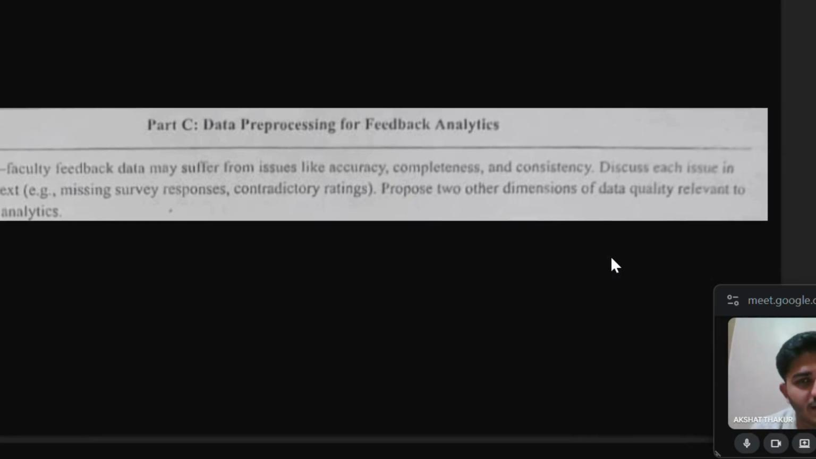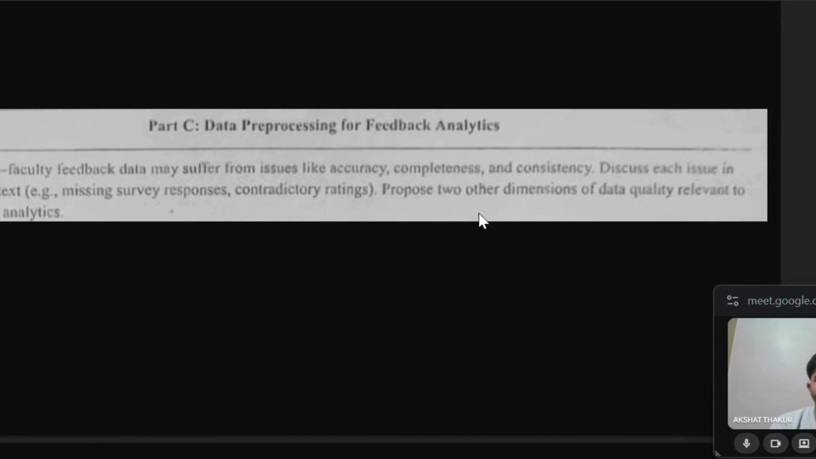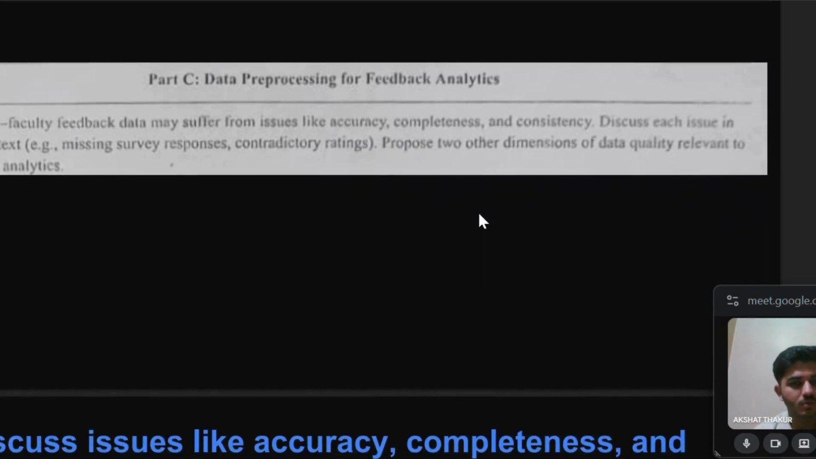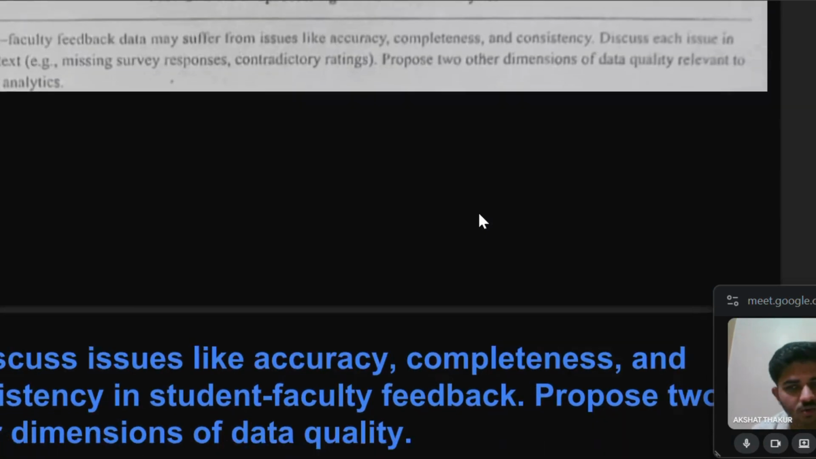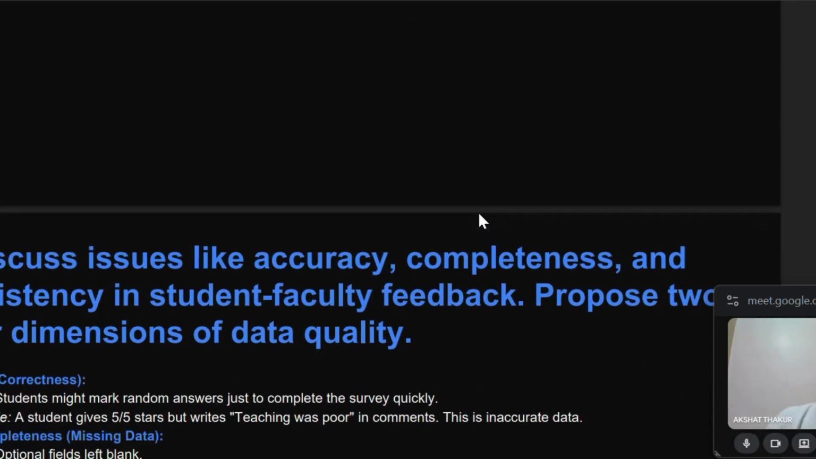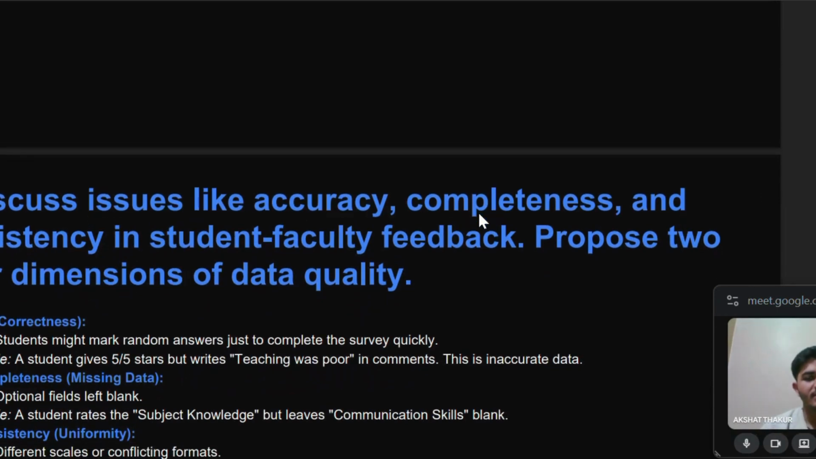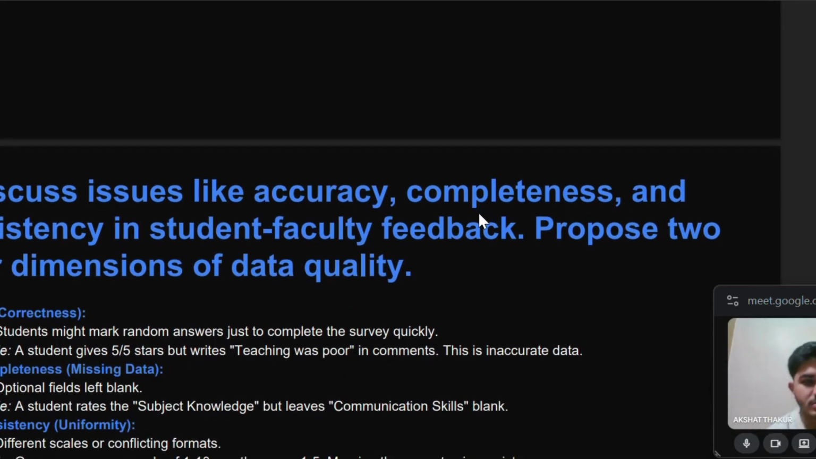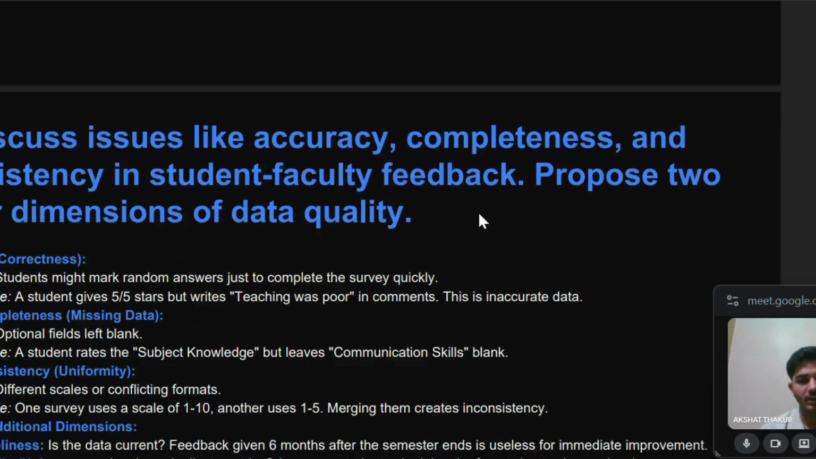Now moving to part C, faculty feedback data. This part is data processing for feedback analysis. Student faculty feedback data may suffer from issues like accuracy, completeness, and consistency. Discuss each issue in this context, and propose two other dimensions of data quality relevant to learning. So this is question number 9: discuss issues like accuracy, completeness, and consistency in student faculty feedback, and propose two other dimensions of data quality.